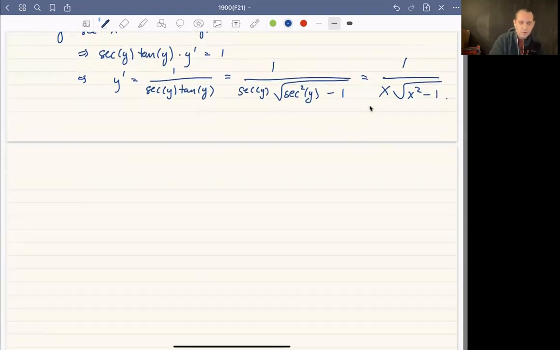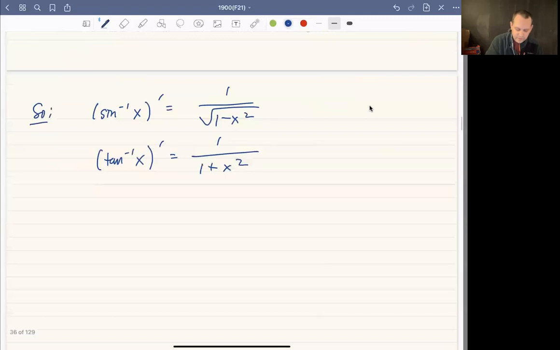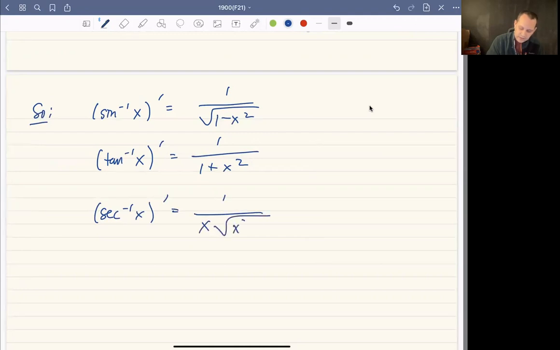And they're so important, I'm going to write them again. So the derivative of inverse sine, or arcsine if you prefer, is 1 over the square root of 1 minus x squared. The derivative of inverse tangent is 1 over 1 plus x squared. And the derivative of inverse secant is going to be 1 over x times the square root of x squared minus 1. Okay, and so those are the 3 big derivatives to know.